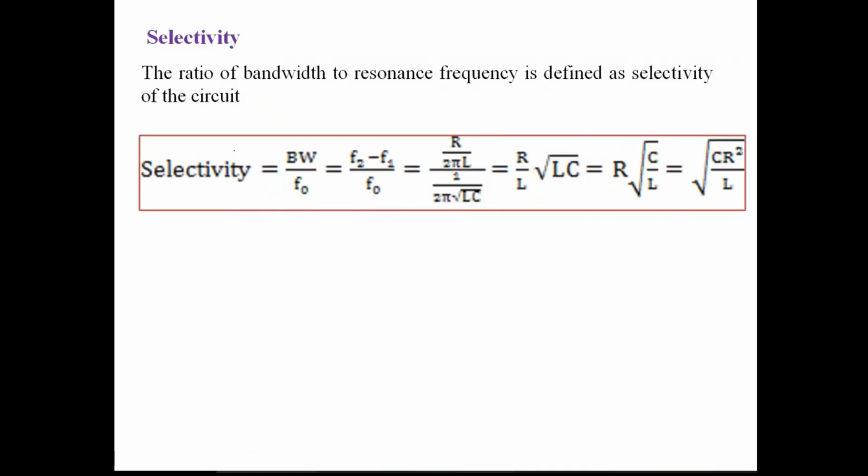Then the other important definition we have here is selectivity. The ratio of bandwidth to resonance frequency is defined as the selectivity of the circuit, and this is given by bandwidth by F naught. Bandwidth we define as F2 minus F1, which is R by 2 pi L, and F naught is 1 by 2 pi root LC. If you simplify this equation, you will get this expression. So this is the selectivity of the circuit.